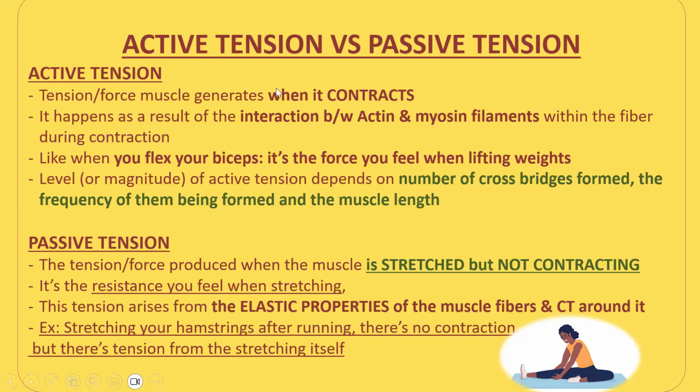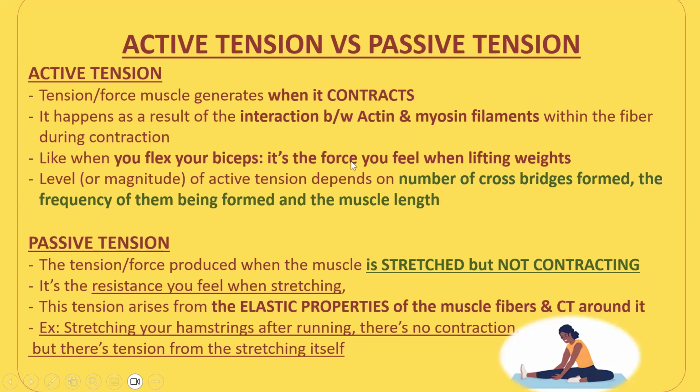Active tension is when you are actually contracting your muscle, when you flex your biceps, when you feel the resistance of lifting weights. When you are doing lunges and feeling your quadriceps contracting, this is active tension. And what does it depend on? It depends on the number of cross bridges being formed, because the physiology behind active tension is basically the cross bridges between actin and myosin.